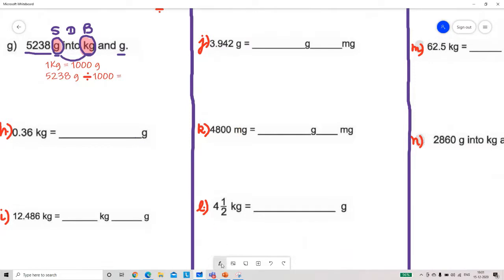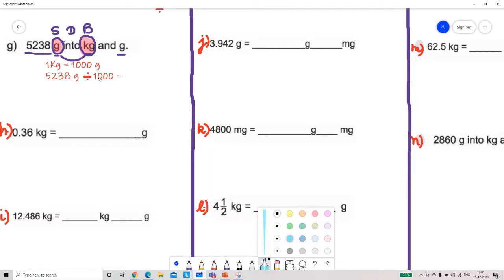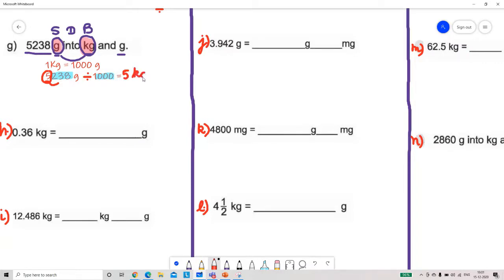Now we can see that when we are dividing by 1000, how many zeros are there in 1000? Three zeros. So three zeros, that means three digits will be the remainder, and then 5 will become the quotient. So the quotient is our main answer. That means it will become 5 kilogram. 5 kilogram, that is the main answer. And the remainder, that is 238, that will be our grams. So 238 is our grams.